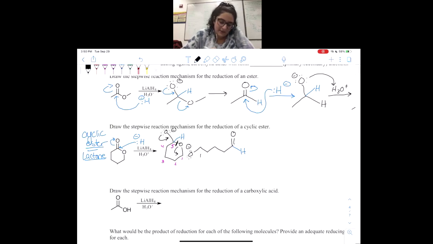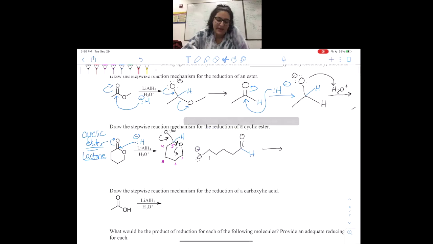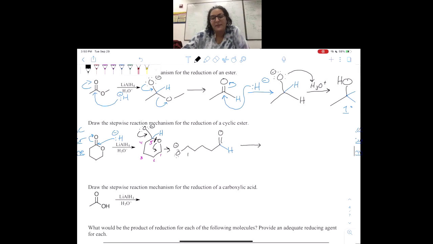Now, we can go about this one of two ways. We can either protonate this hydrogen or this oxygen first and then move on to our second round of reduction, but I prefer to just do the reduction and then protonate both oxygens at once.